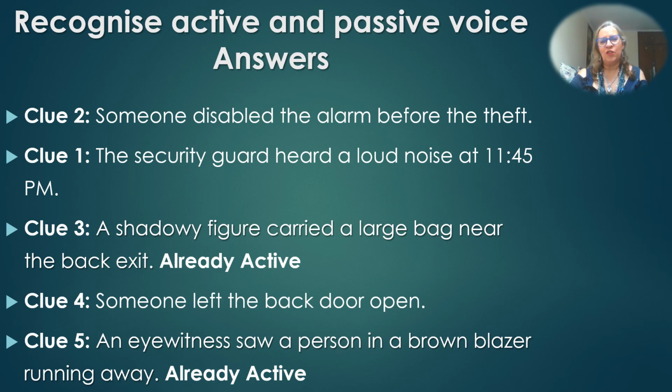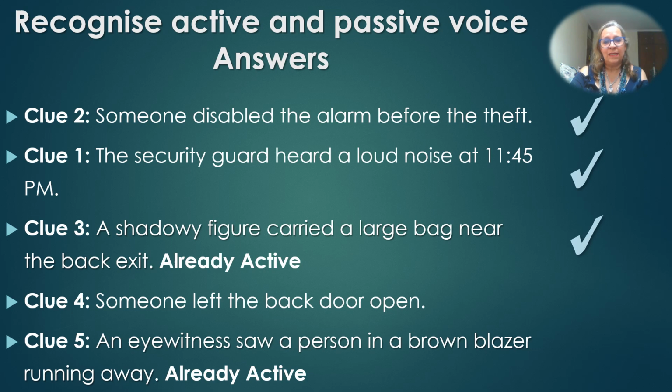Let's see if you are correct. Clue 2 should be first. Someone disabled the alarm before the theft. Clue 1 then, the security guard heard a loud noise at 11:45. Clue 3, a shadowy figure carried a large bag near the back exit. That's already active, so that didn't need to change.